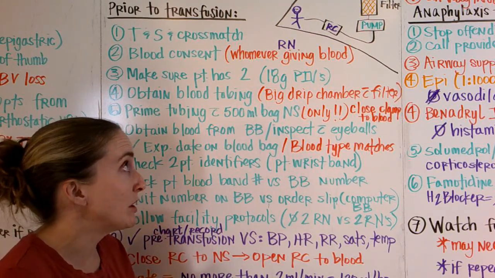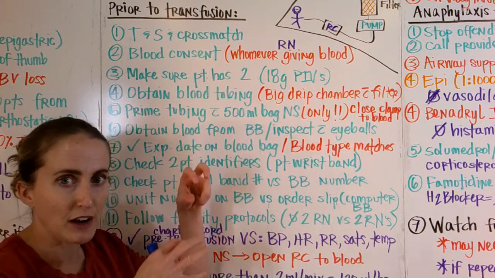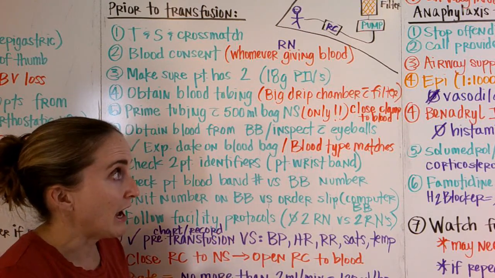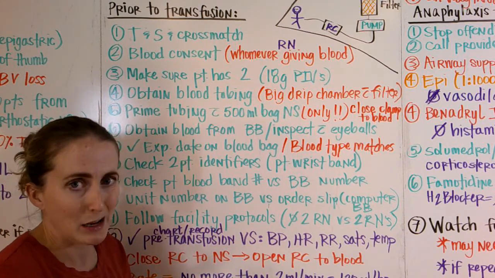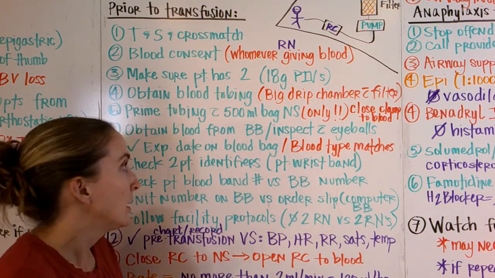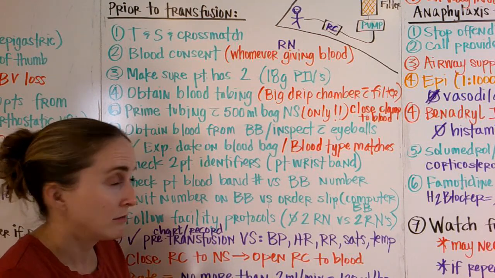We're going to prime the tubing with a 500 ml bag of NS. So we don't use the whole 500, but we hook the 500 to the fluid side of the tubing. And then we close the clamps off to the blood before we prime with the saline, okay? And I'll show you how we do this in a second. We're going to obtain blood from the blood bank.